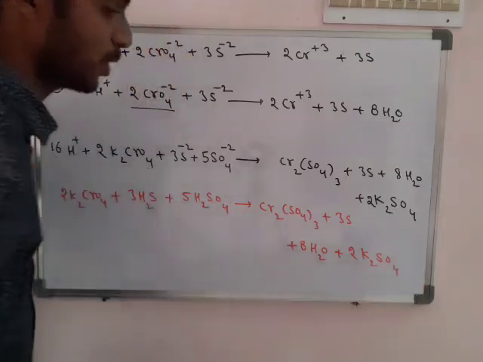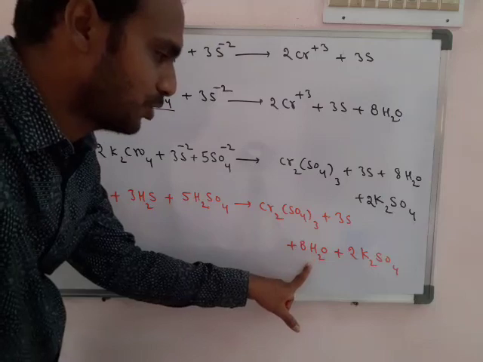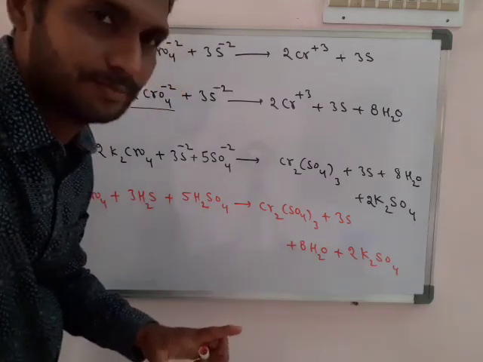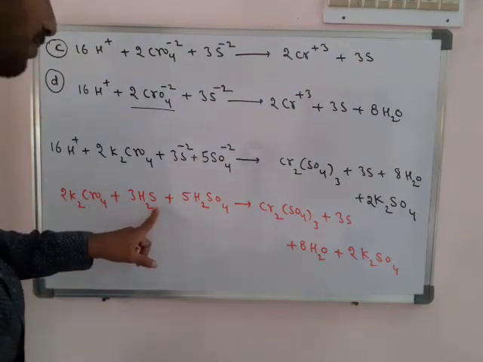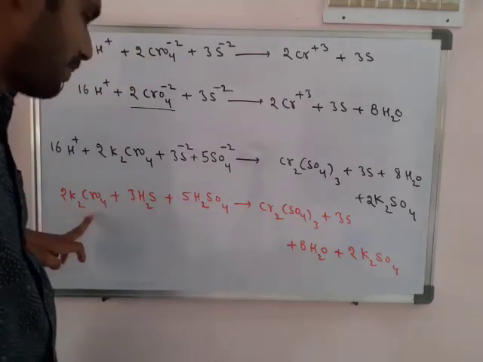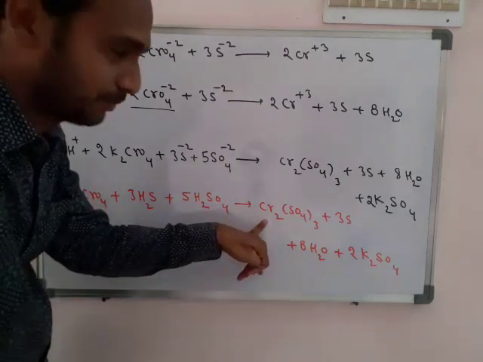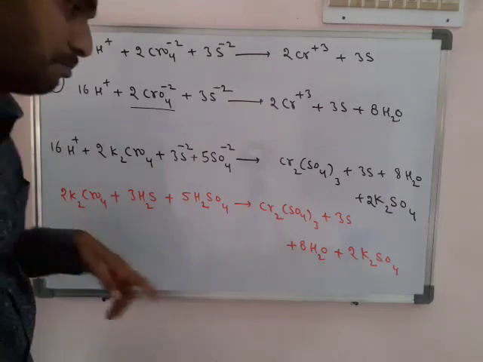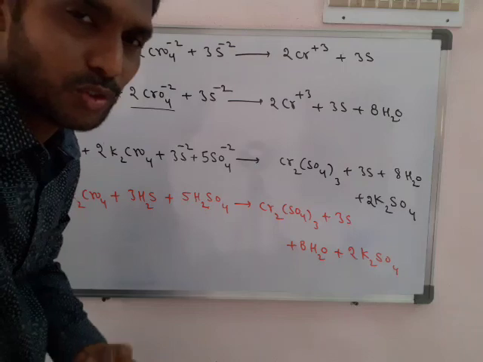2K2SO4. What are the products? Chromium sulfate, sulfur, H2O and potassium sulfate. So these are the products. Here, oxidation is S power minus 2, sulfide to sulfur. Chromium plus 3 to, sorry, here it is plus 6, chromium plus 6 to plus 3 is reduction. The remaining points, sulfate is the same and potassium is the same. Since sulfate and potassium are the same, they did not take part in oxidation or reduction.